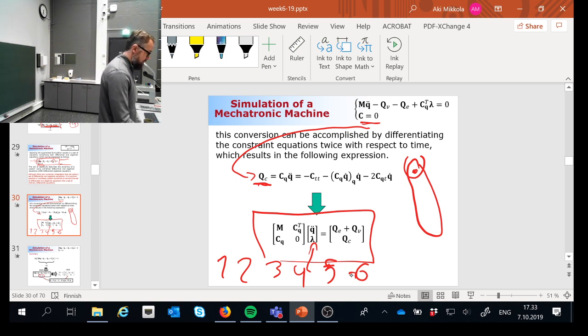Who is voting for 1? You need to cast your vote. So who is voting for 1? No one? Okay, who is saying 2? No one? Who is saying 3? Okay, now we got some votes. Okay, 4. Again, no one. 5?